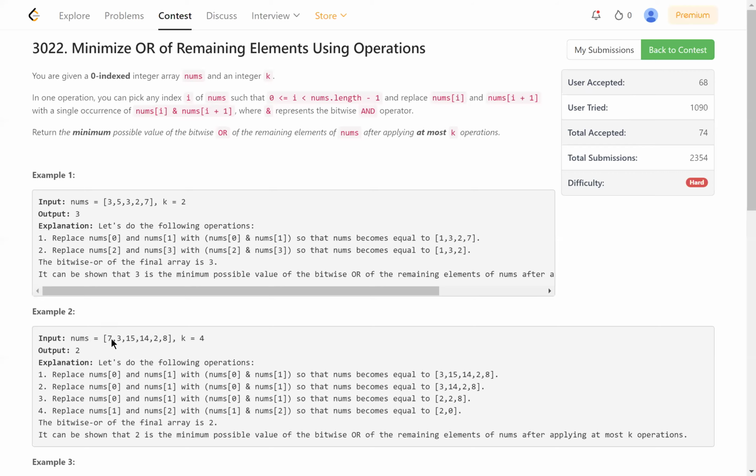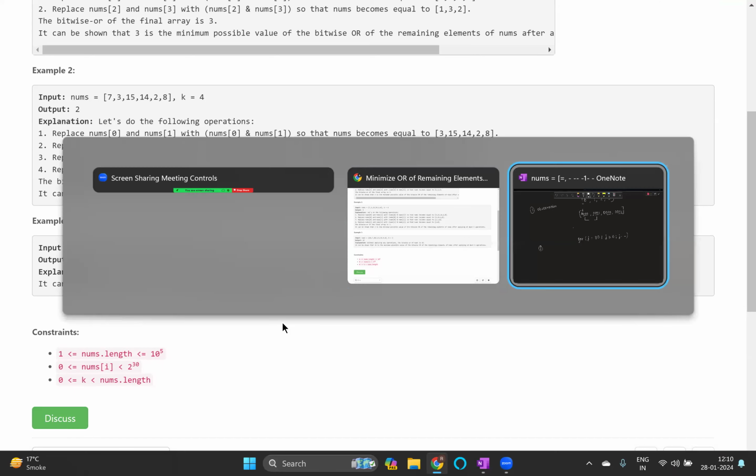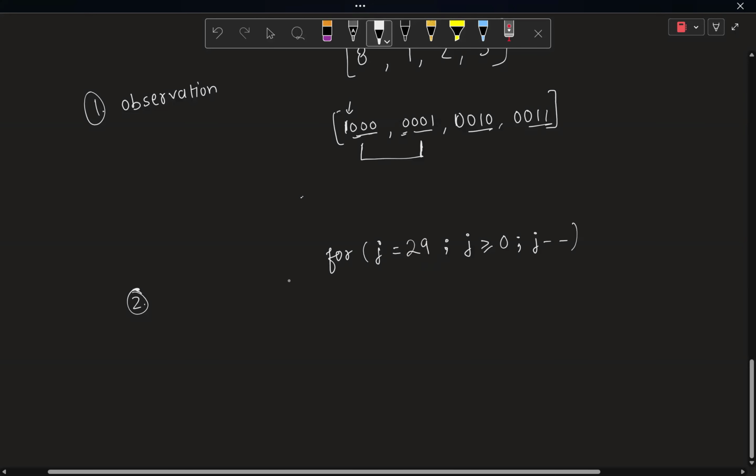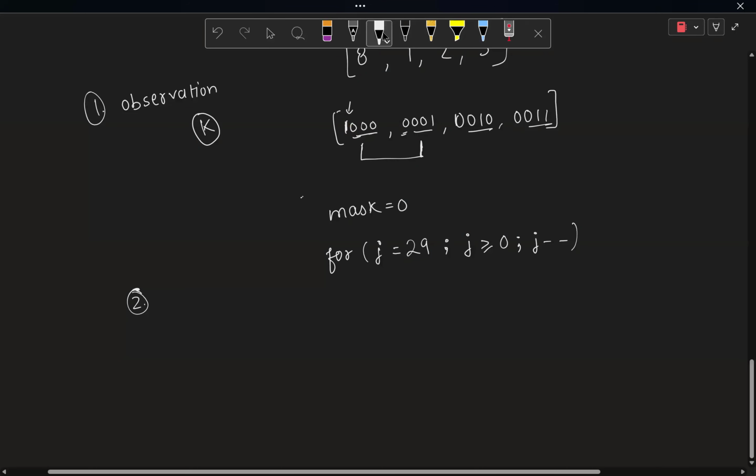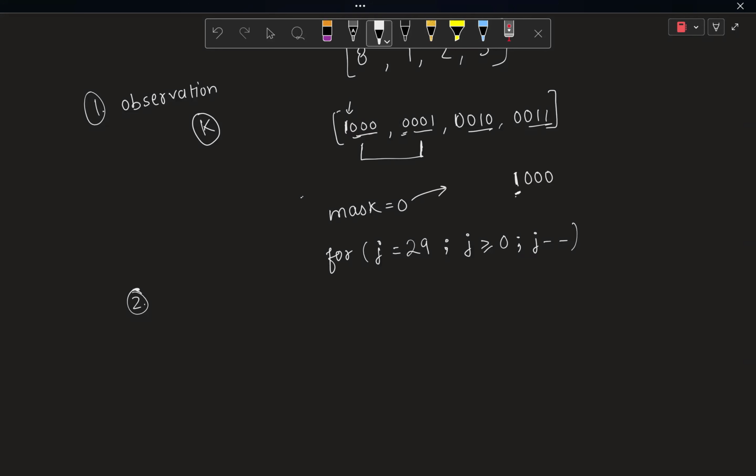Since the numbers can be as large as 2^30, even this 30th bit will never come. So you can just move on like this, and you can create some mask, some integer, in which you will store the bits which you have managed to remove. Just imagine I found that within k number of operations, you can remove this bit. Just store this inside a variable mask, so whatever bit you can remove, just set it inside your mask so that you will know that, hey, I can remove this bit.